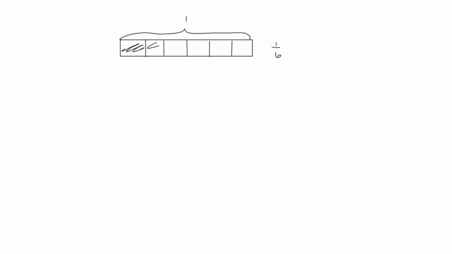And we're going to shade 1, 2, 3, 4, 5 of those pieces. So altogether, we've shaded 5/6. And we could show that in a number sentence as being 1/6 plus 1/6 plus 1/6 plus 1/6 plus 1/6. So 5/6 is equal to the sum of unit fractions.